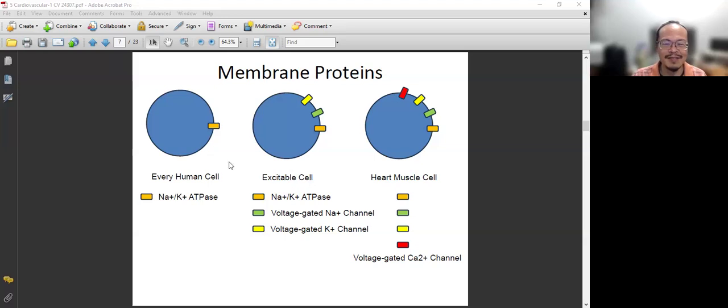So here we have cells. Let's see how cells evolve. How about that? So this is a cell. This is every human cell. Every cell has this membrane protein, the sodium-potassium ATPase. Every cell in the human body has it. With this one, it will pump 2 potassium in and 3 sodium out. So you pump 2 potassium in, and inside we will have a lot of potassium.